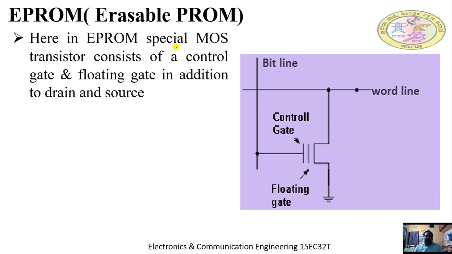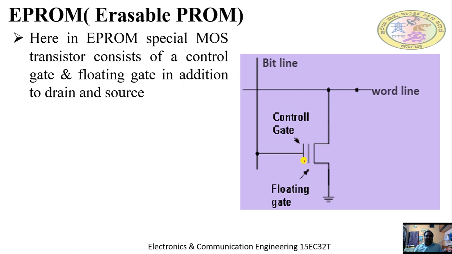Here in EPROM, a special MOS transistor consists of two gates. ಇಲ್ಲಿ ಎರಡು ಗೇಟ್ ಇರ್ತವೆ. Instead of having a single gate, there will be two gates. One will be a control gate and another will be a floating gate. Floating ಮತ್ತು control gate ಅಂತ ಎರಡು ಇರ್ತವೆ. In addition to the drain and source ಅಂತೂ ಇದ್ದೇ ಇರ್ತವೆ. Along with that, ಗೇಟ್ ನಲ್ಲಿ ಏನಿರ್ತವೆ ಎರಡು ವೇರಿಯೇಷನ್ಸ್ ಇರ್ತವೆ. ಅಂದ್ರೆ ಕಂಟ್ರೋಲ್ ಗೇಟ್ ಅಂತ ಒಂದಿರುತ್ತೆ ಅಂಡ್ ಫ್ಲೋಟಿಂಗ್ ಗೇಟ್ ಅಂತ ಇರುತ್ತೆ.